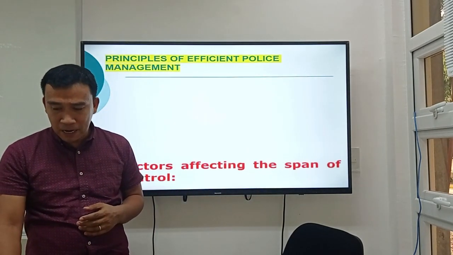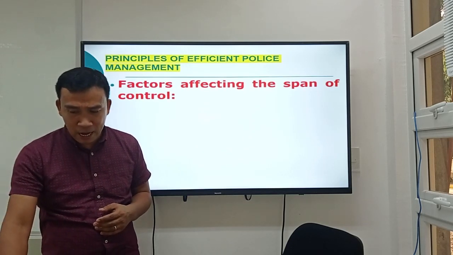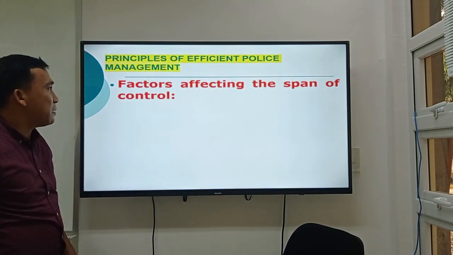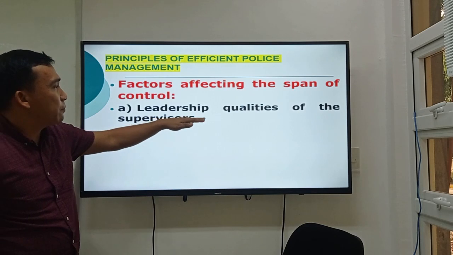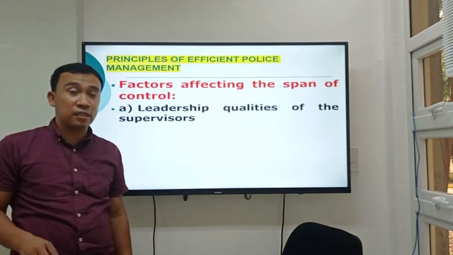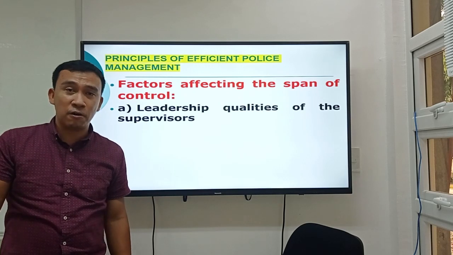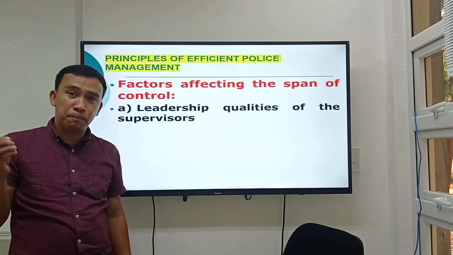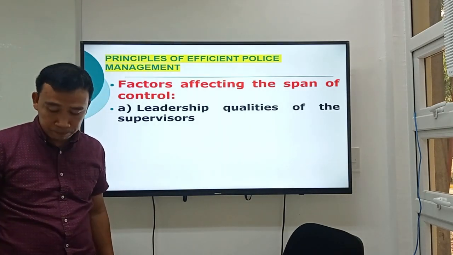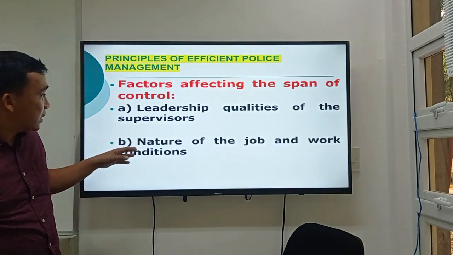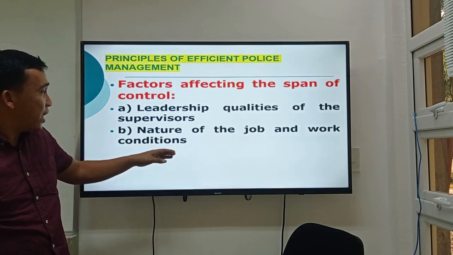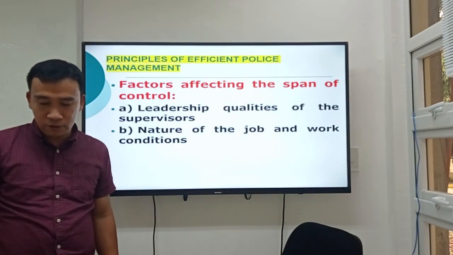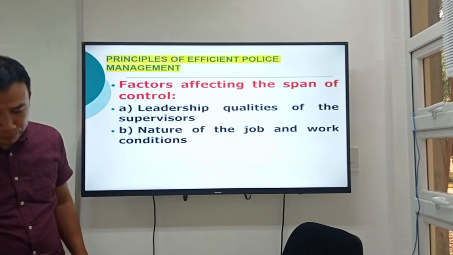Now, there are factors affecting the span of control. Number one, leadership qualities of the supervisor. So yan po yung sinasabi ko. May mga leadership na very strong, na kahit ilang tao yan, hundreds, thousand, at sa kanyang position ay kayang-kaya niyang hawakan effectively. Now, number two is the nature of the job and the work conditions. So, yan din ang isa sa mga nakaka-apekto pagdating sa span of control.